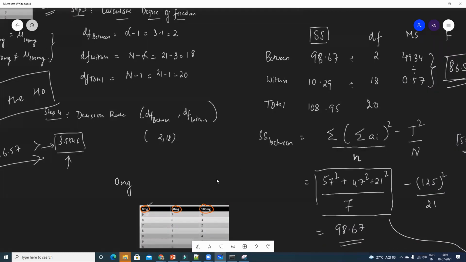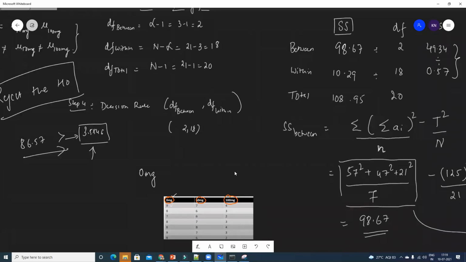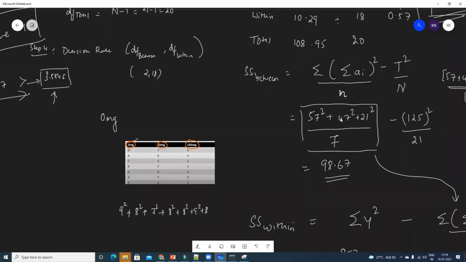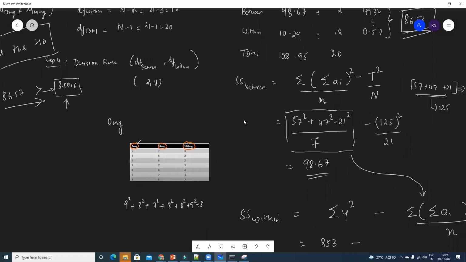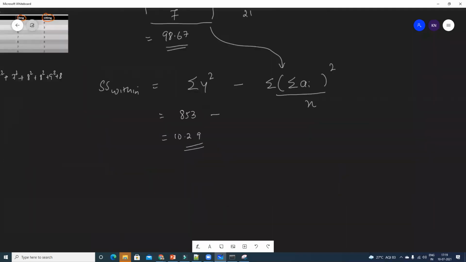Yes, SS calculation is done for the entire field. Entire field, no? See, 57 square, 47 square, 21 square. This is my SS within calculation, guys.